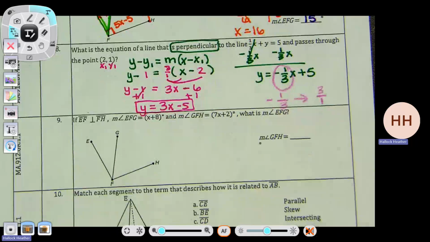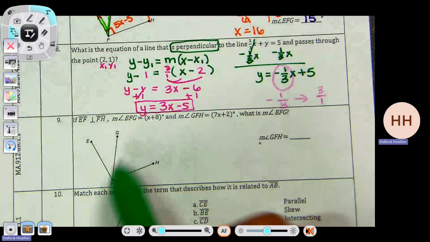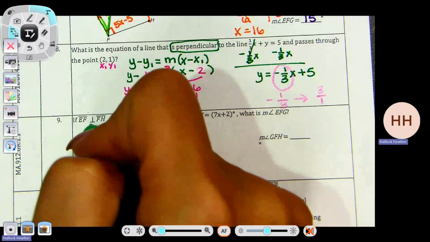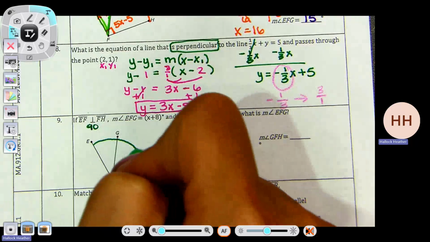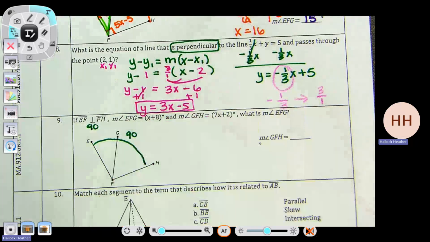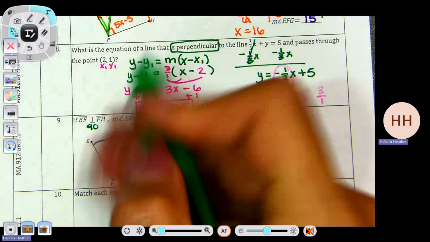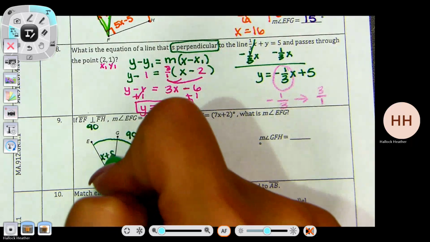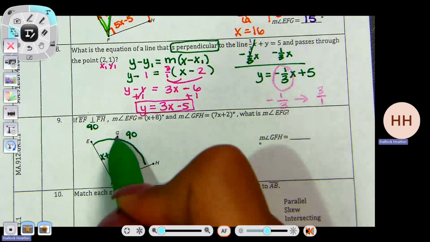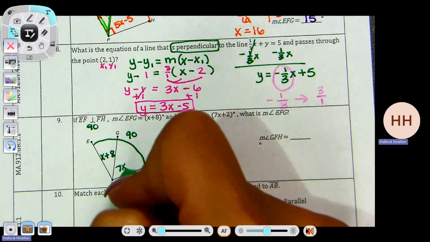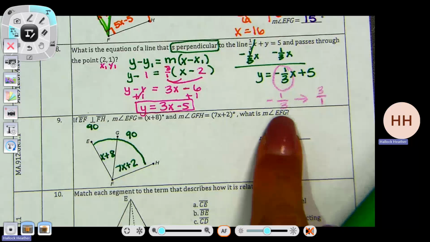Number 9, I made an extra problem of number 7. So it's just extra practice because these are the ones that you get bad at because you got to do algebra stuff. So it says EF is still perpendicular to FH. This is 90, so same thing. These come together to make 90 degrees in total. It says EFG is x plus 8. GFH is 7x plus 2. I need to find EFG.